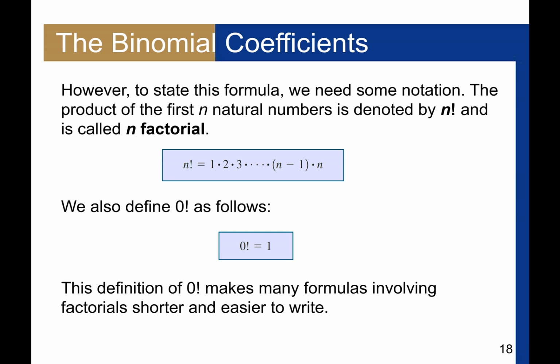Do you remember the function factorial? n factorial simply means we're going to take n times n minus 1 times n minus 2 times n minus 3, all the way down, times 3 times 2 times 1. By definition, 0 factorial is 1, just so that we've got all our bases covered here, so to speak.